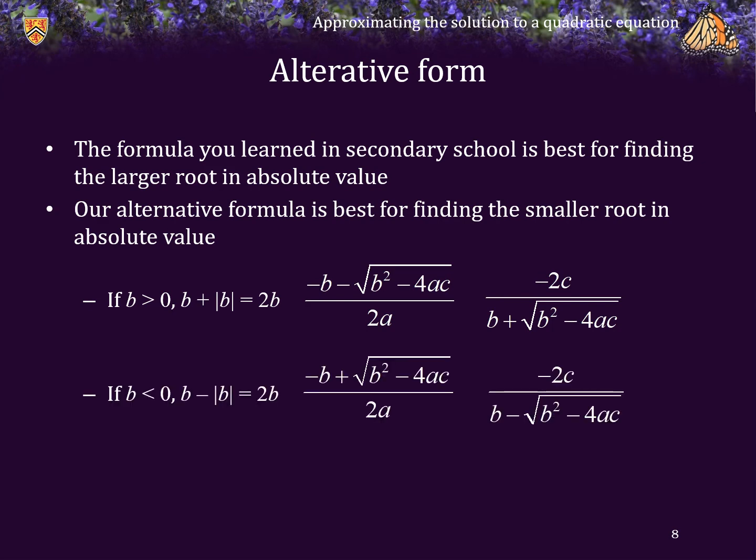On the other hand, if b is negative, then negative b will be positive. Positive plus the square root of the discriminant is going to be a formula not subject to subtractive cancellation, and that will once again give us the larger of the two roots. And again, in the denominator, if b is less than 0, then b minus a positive number once again is not going to be subject to subtractive cancellation, and therefore will give us the smaller of the two roots.